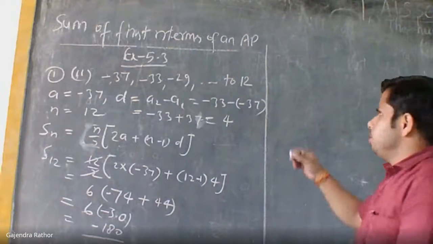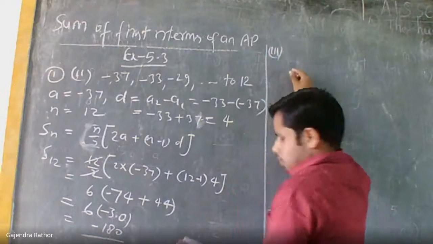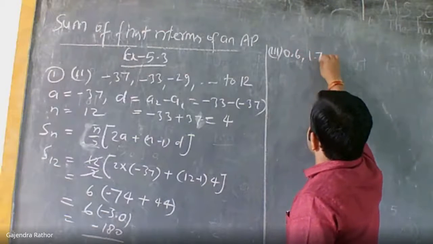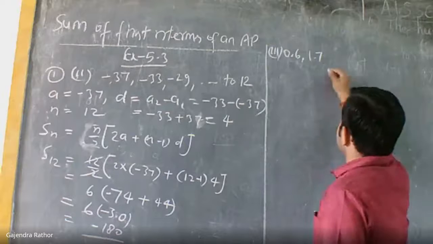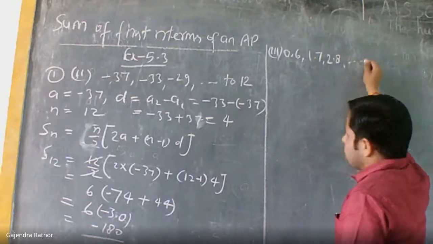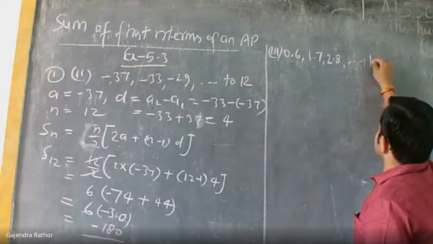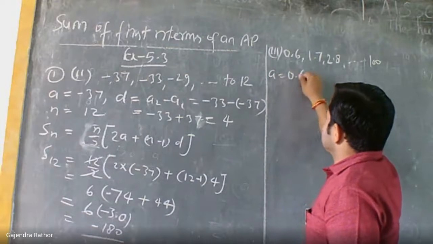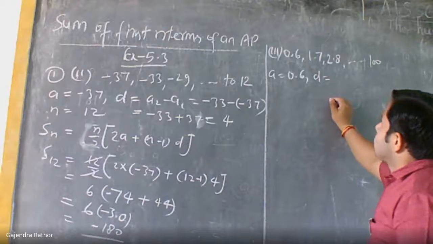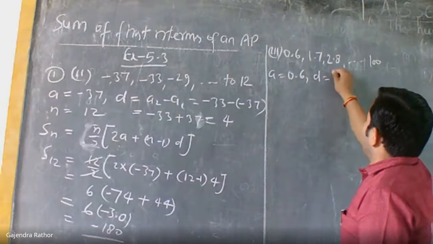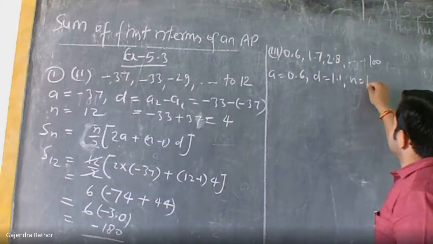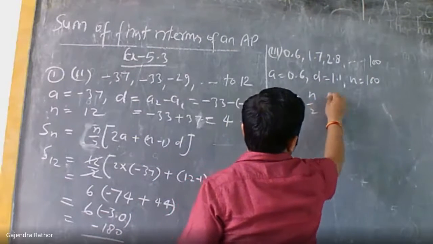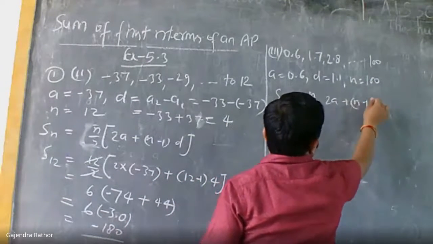The point number 3. AP is 0.6, 1.7 and 2.8 up to 100 terms. Okay. So here a is equal to 0.6, d is equal to 1.7 minus 0.6, that is 1.1, and n is equal to 100. So Sn is equal to n by 2 into 2a plus n minus 1 into d.